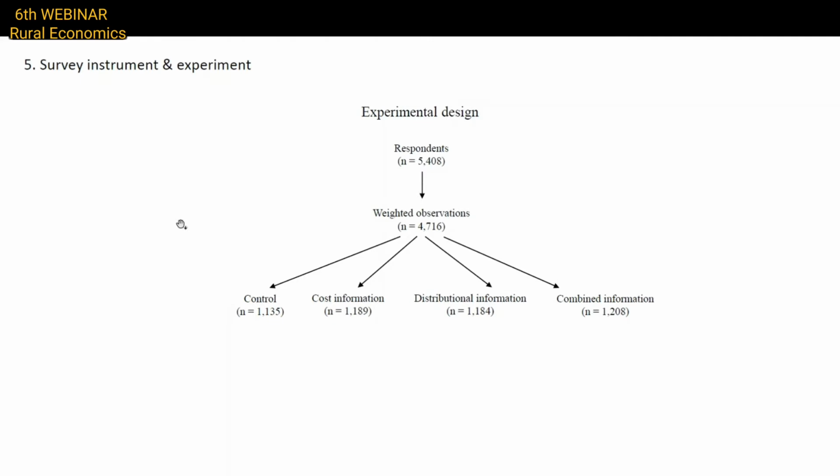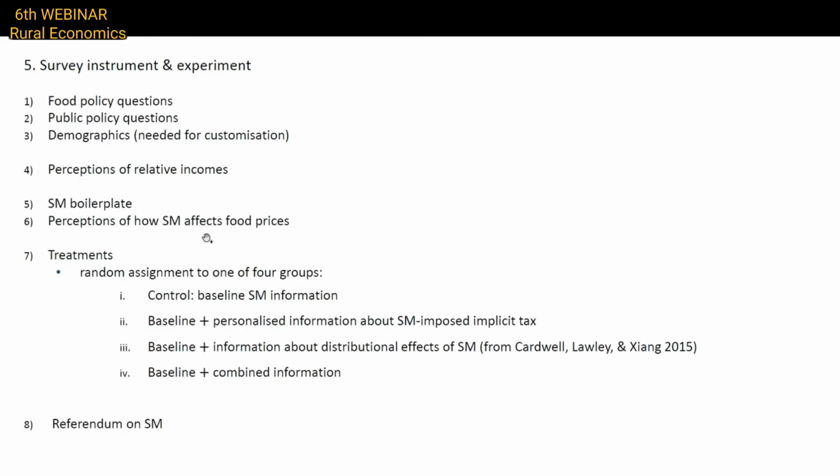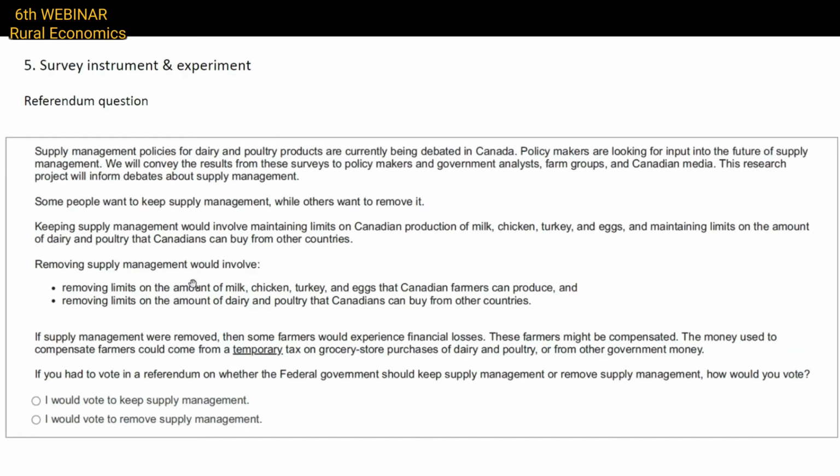So that is our starting point. Then, of all of these 5,000 people, we then ask a referendum question. Given what you now know about supply management and your preferences more broadly, how do you feel about the policy? So we ask a referendum question. I won't read all this, but basically we say, if the government were considering removing this, getting rid of the TRQs, etc., here's what would happen.